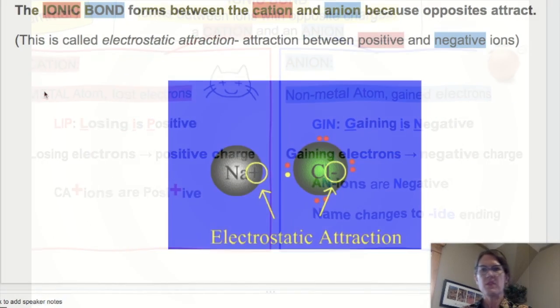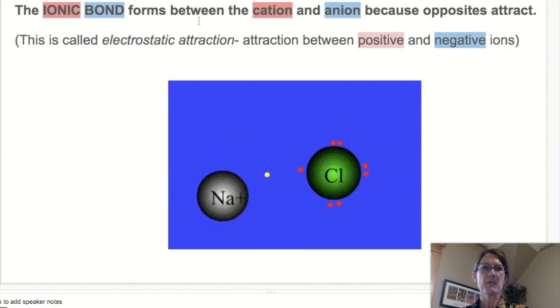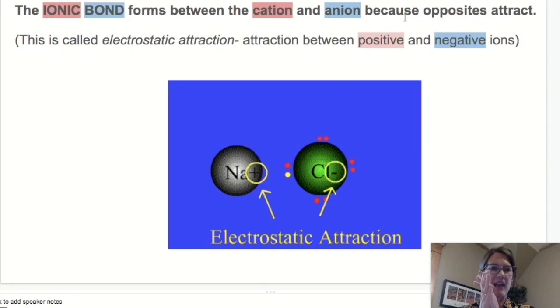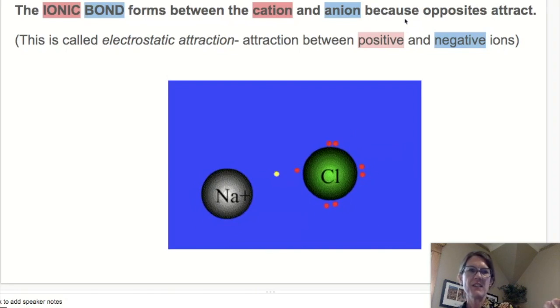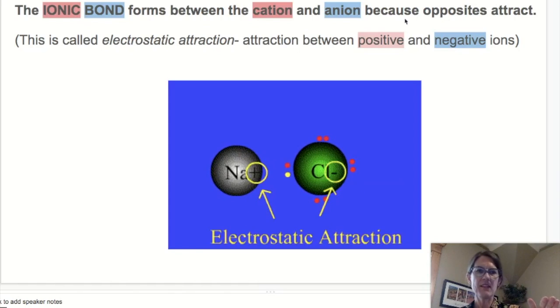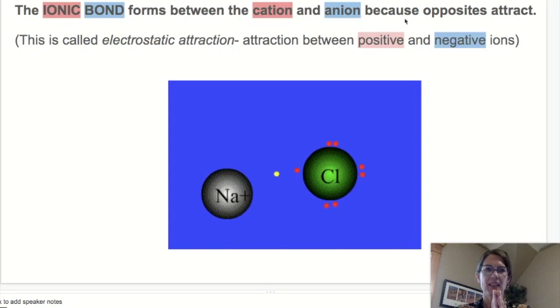So one more important thing is the ionic bond actually forms between the cation and anion because opposites attract. So when you have a positive one and a negative one, they stick. If you remember with covalent bonding, they were sharing electrons, and that's kind of what holds them together. But now they're not really sharing, it's transferring, but that makes them have opposite charges, and so they stick.